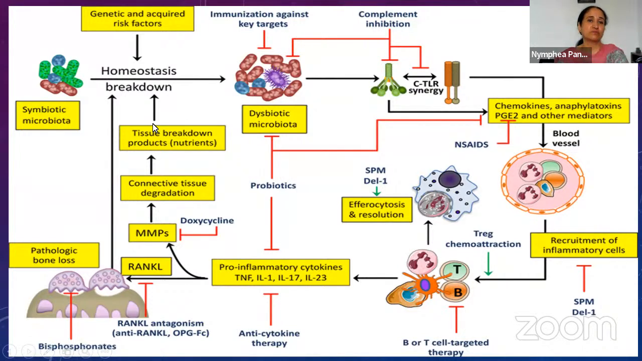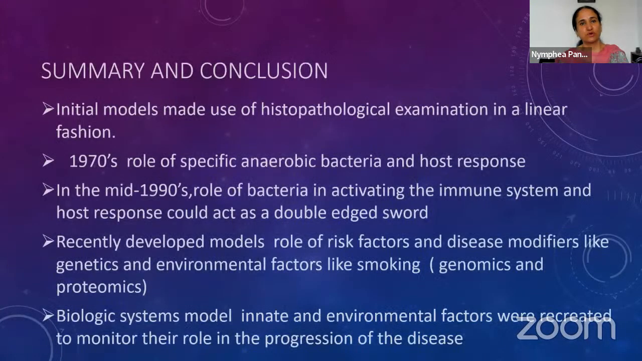At the level of tissue breakdown, we can have doxycycline as a regulator of MMPs. For the recruitment of inflammatory cells, we have different types of mechanisms to control it. We have anti-cytokine therapy, and we can have probiotics in light of this new type of disease progression that we are studying. That's why we want it.